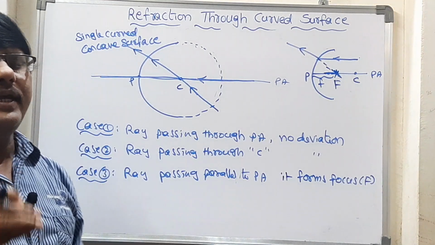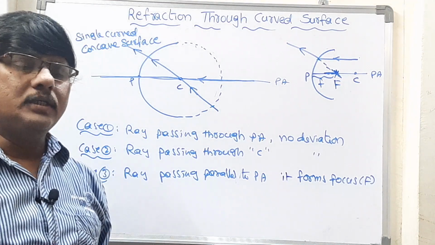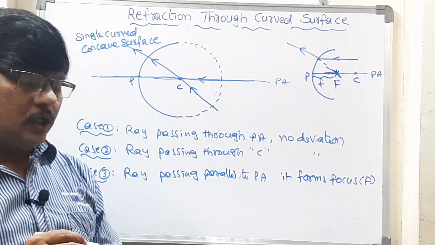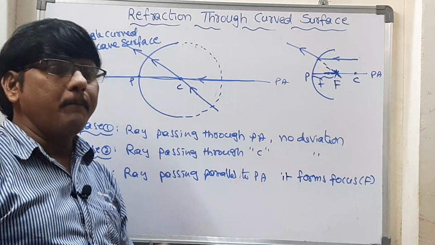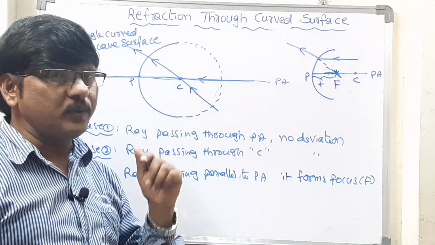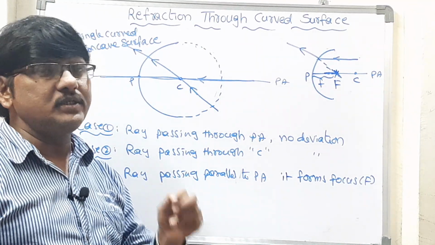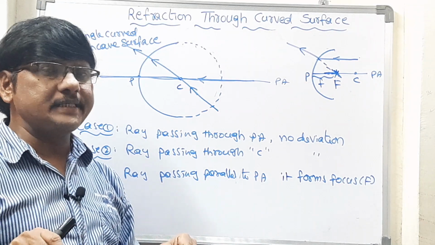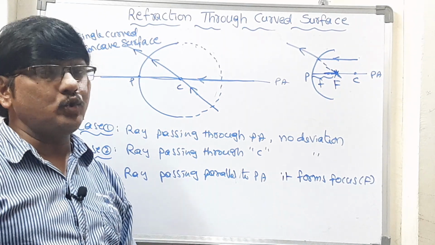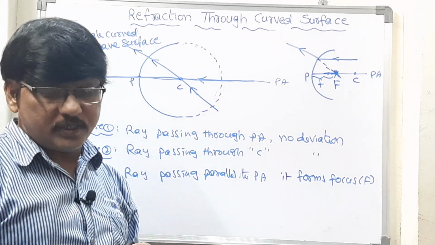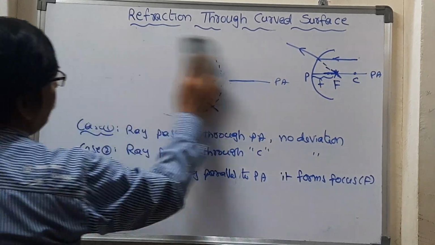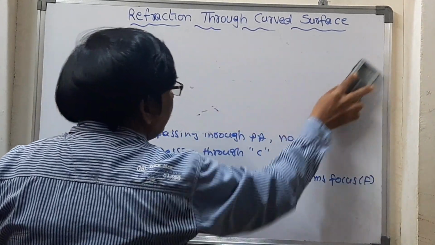Even if the ray is passing through a single curved concave surface, the same properties apply. When it travels along the principal axis, or through the center of curvature, there is no deviation. But once it is parallel to the principal axis, it passes through the focus. So the next concept, now I hope this is understood.